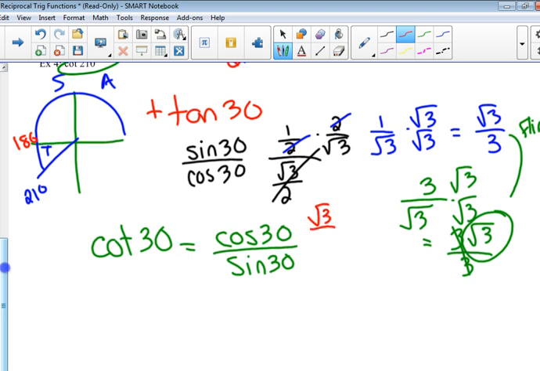You would get your radical 3 over 2 divided by 1/2. Copy, change, flip, and you're just left with radical 3, and then you're done. That's how I did it the first time.